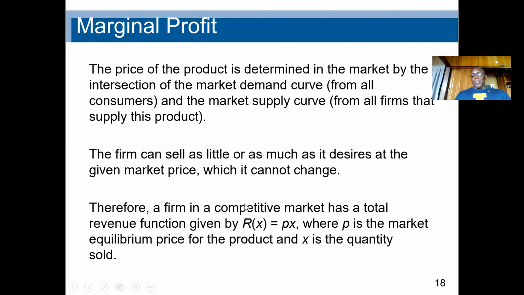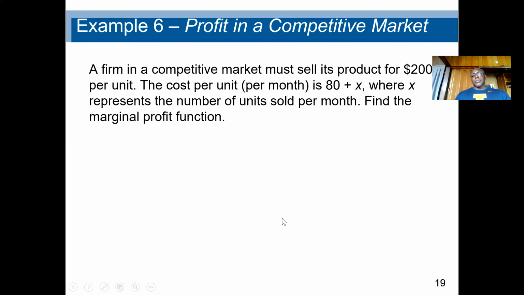And as we said earlier, the revenue formula is always the price times the number of units. A firm in a competitive market must sell its product for $200 per unit. The cost per unit per month is 80 plus X, where X represents the number of units sold. Now they say we should find the marginal profit function. So we know the profit is total revenue minus total cost.